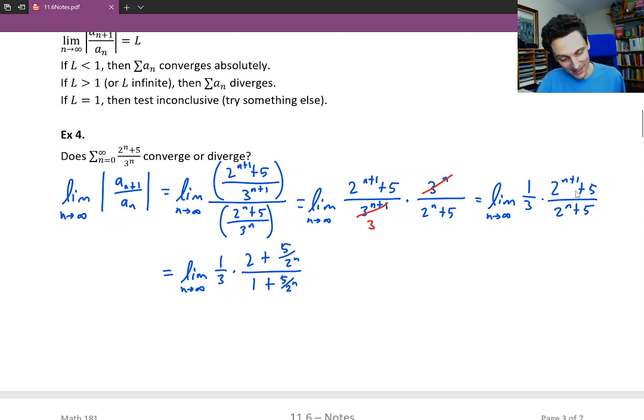We will get 2 left over from when we do 2 to the n plus 1 divided by 2 to the n, and we get 2. And then 5 over 2 to the n. And then on the bottom, we'll get 1 plus 5 over 2 to the n. All right, now, each of those little fractions are going to go to 0 as n approaches infinity, because the 2 to the n will blow up to infinity. 5 over infinity is going to go to 0. Same thing with the fraction on the bottom. So you eventually just get 2/3. So 1/3 times 2, which is 2/3. There we go.